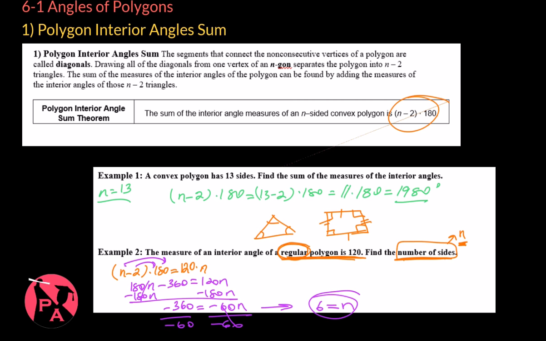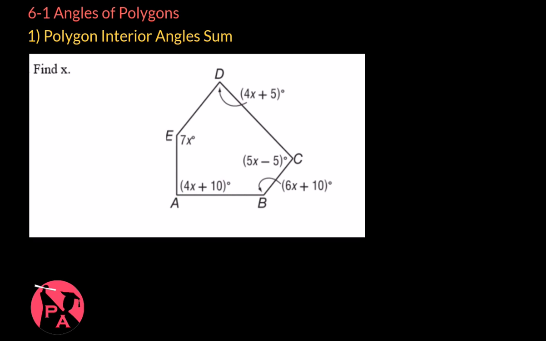Let's see if we need to find anything else. Nope, we are done with this question. Number of sides is going to be 6. Let's move on to the next example. Still, this is about the measures of interior angles of polygons. So we have, let's count the sides. Here's the first side, 2, 3, 4, and 5. So we have 5 sides and 5 interior angles. This means n equals 5.